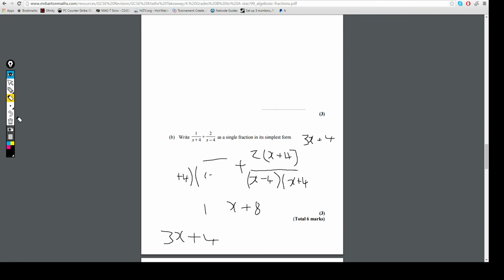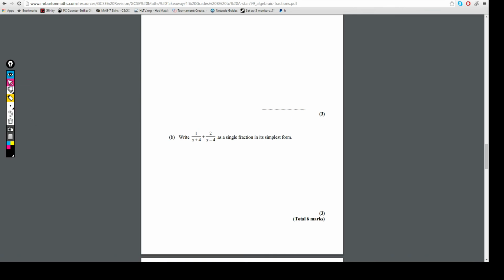We'll have 3x plus 4 over x plus 4 and x minus 4, and you don't expand the brackets, I believe.